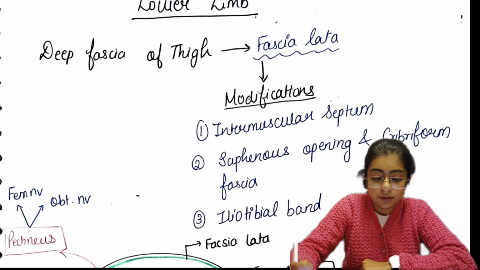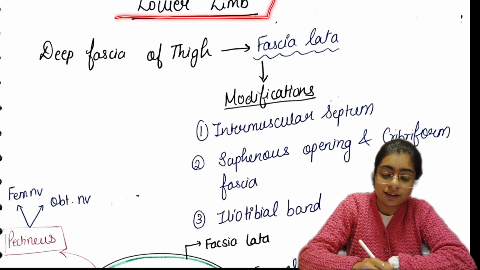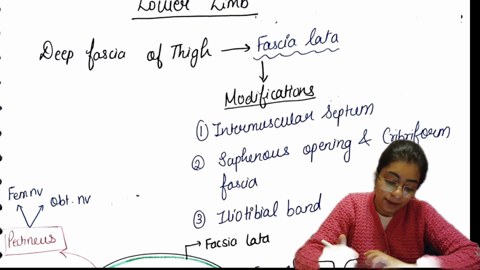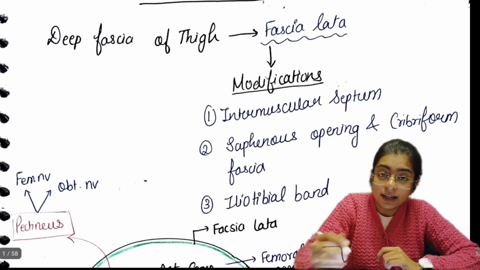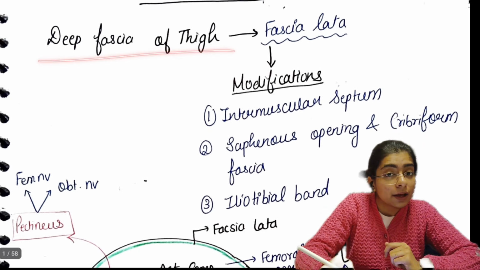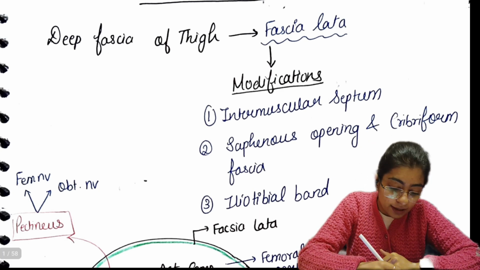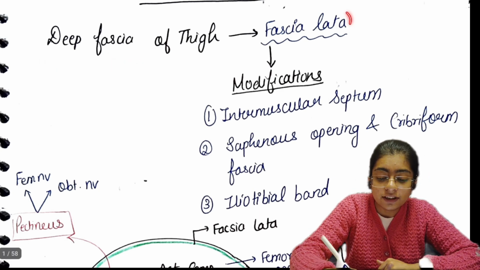So in this video we are going to talk about the lower limb. I am going to revise the lower limb today. First of all, I have the deep fascia of the thigh. I know what superficial fascia and deep fascia are, everything from general anatomy. So the deep fascia of the thigh is called fascia lata.